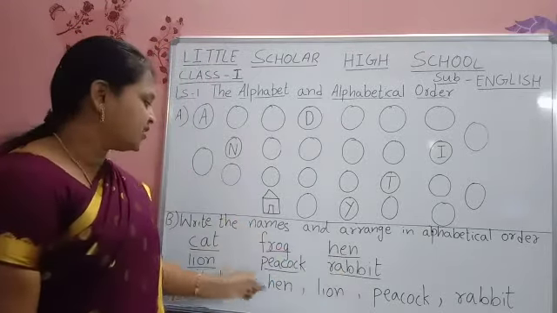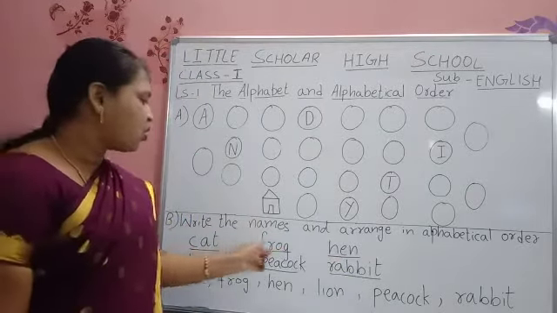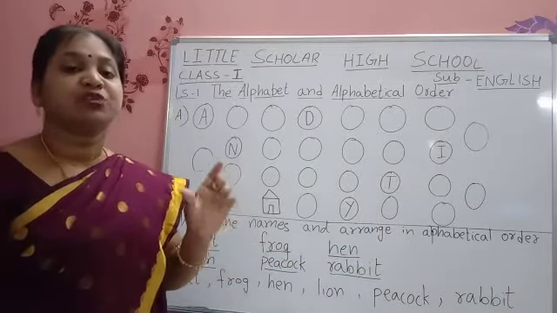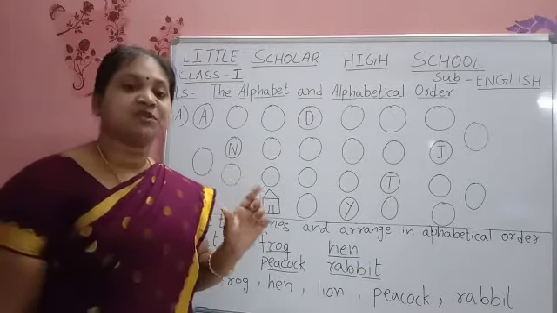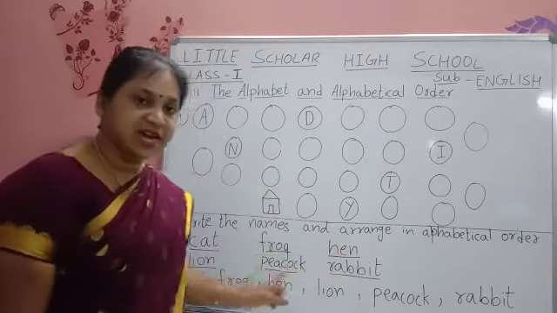These all are words. These words have what? Alphabets. These words have alphabets in them. We put some letters together to make a word. So these are words.